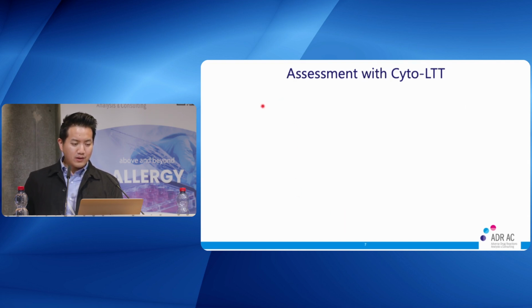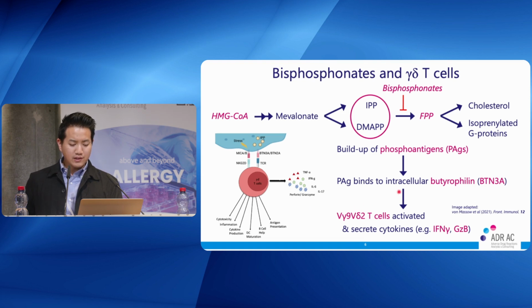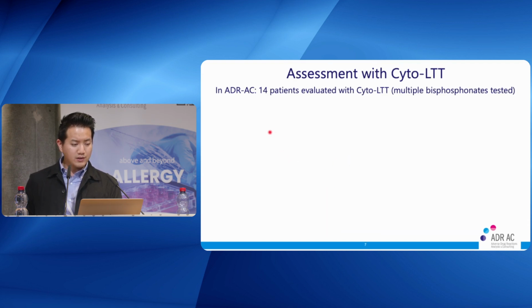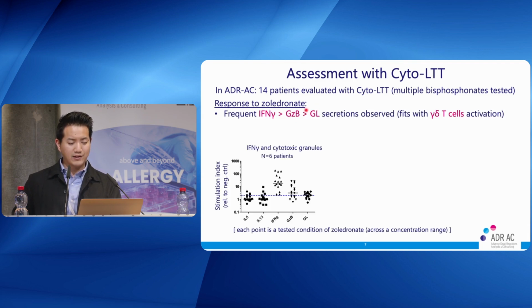Yes. So then, because of this association of the gamma delta T cells and how the bisphosphonates here are creating this buildup of phosphoantigens, the question is then, when you assess this in the Cyto-LTT, will we always have a positivity of interferon gamma and granzyme B in all patients when we test for bisphosphonates? So here we show the results in ADR-AC. So we had 14 different patients evaluated here, meaning those that were tested for zoledronate and also other bisphosphonates at the same time. And here I'm showing the data for zoledronate because this is the IV administered one.